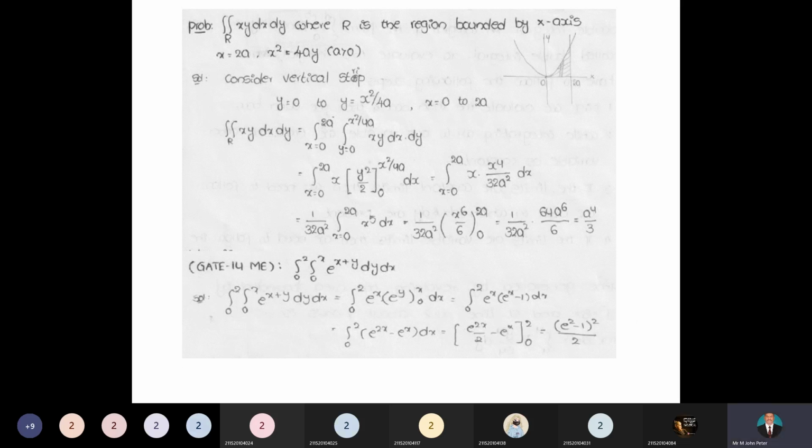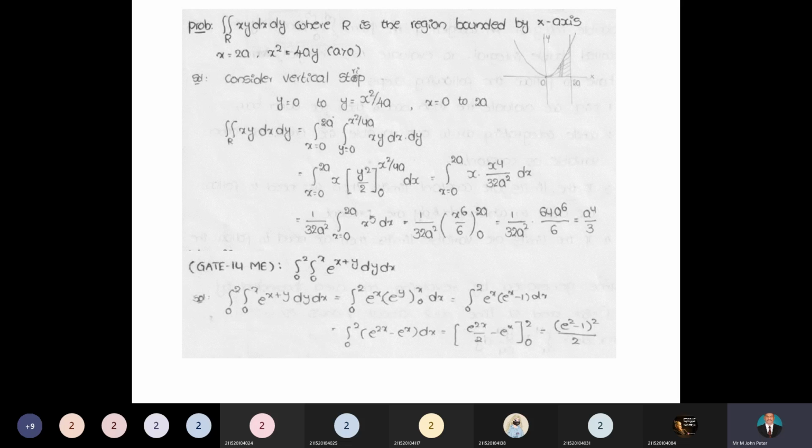So now the next problem: double integral over R of xy dx dy, where R is the region bounded by the x-axis and x equal to 2a, that is x square equal to 4ay. Consider the vertical strip, that is y equal to 0 to y equal to x square by 4a, and x equal to 0 to x equal to 2a. So that is the parabolic curve and the x equal to 2a line.